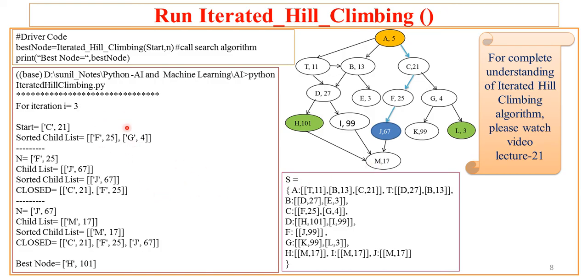At the end, after completion of the for loop for 3 iterations, this algorithm terminates, and it returns the best node, which is H. Among all these nodes in this solution space, H is the node having the highest heuristic value. This is the global maxima. And our algorithm has successfully found the global maxima for the given graph.